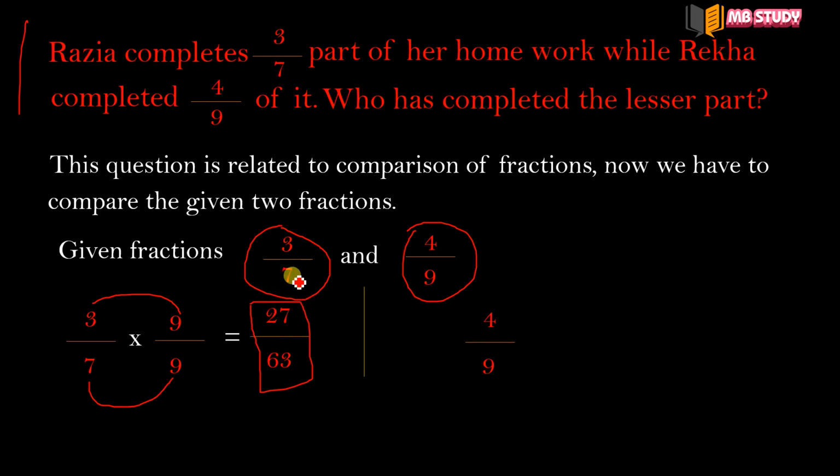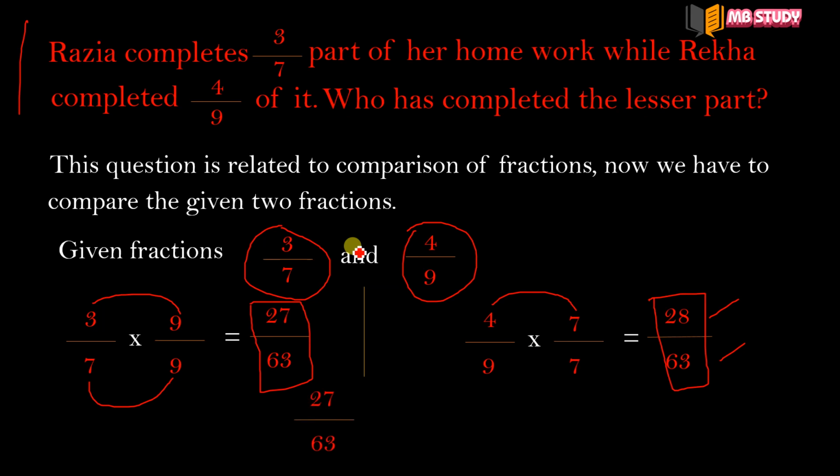So here the other denominator is 7. You have to multiply and divide with this denominator, and you will get 4 sevens 28 and 9 sevens 63. Now look at the fractions. In both the fractions, the denominator is equal. Here the denominator is 63, and here also 63. So denominators are equal. That means the given unlike fractions are converted into like fractions.